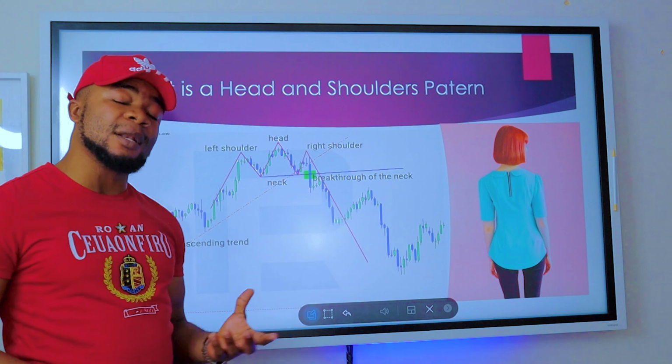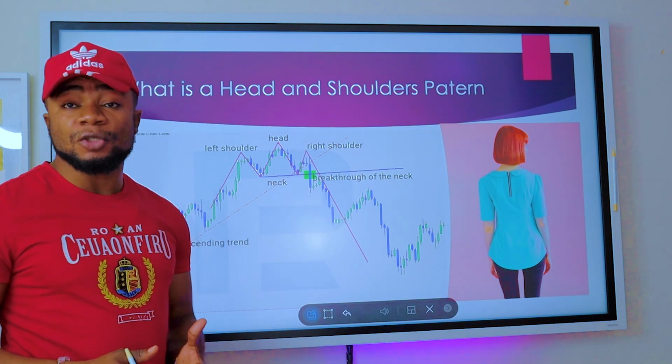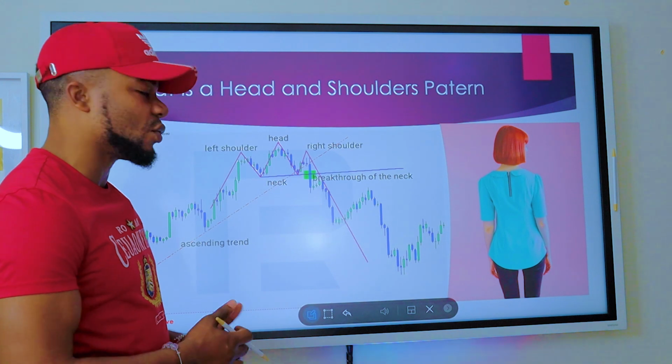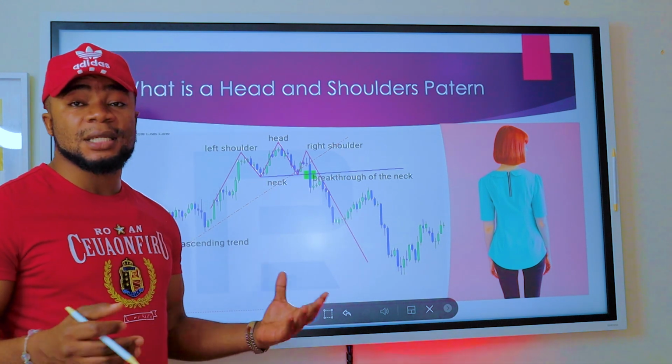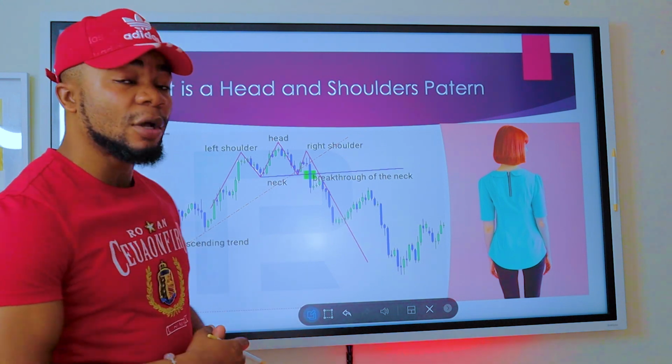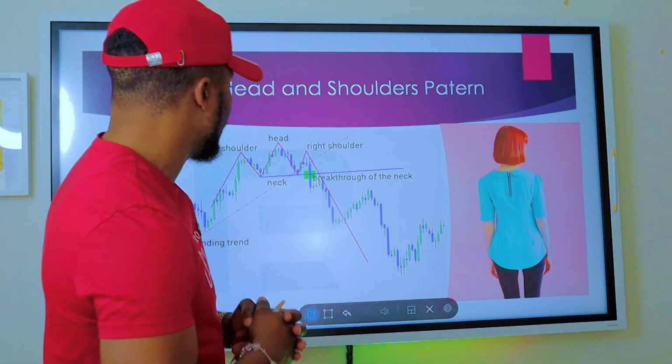So anytime you see this particular pattern, it means the market has already changed direction. You don't need any confirmation to tell you that the market direction has changed. If the market was in a downtrend and you see something like this, it means the market is now in an uptrend. If the market was in an uptrend and you see something like this, it means the market is now in a downtrend.